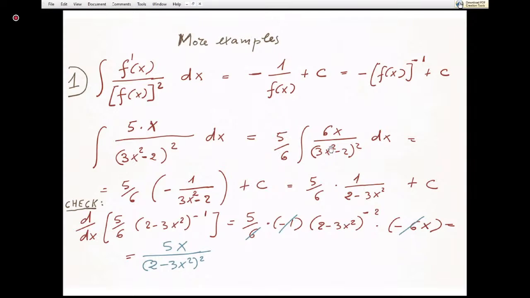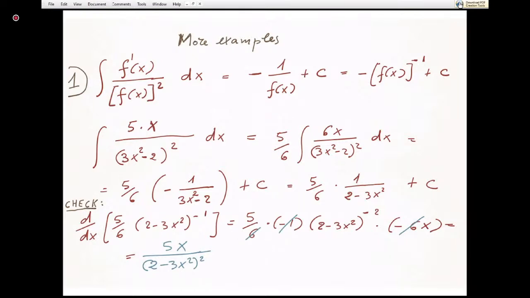In this form, the integral is something which is already displayed here: the derivative of -1 over 3x squared minus 2. So the result is 5 over 6 times 1 over 2 minus 3x squared plus c. Of course, you need some exercise, some practice to identify these structures in the functions.